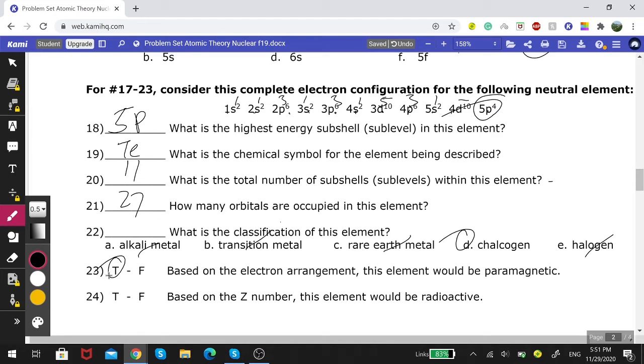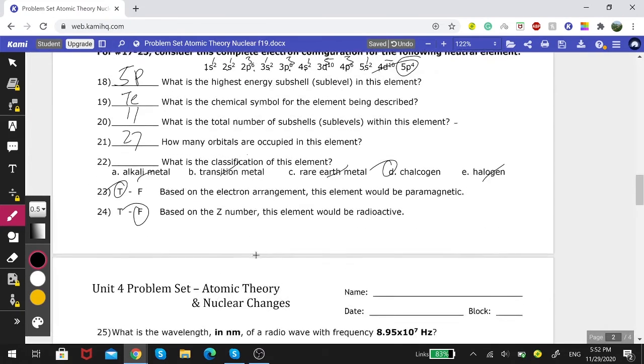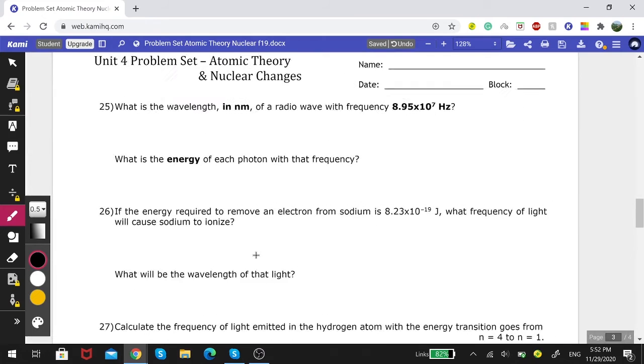Based on the Z number, the element will be radioactive. Okay, so radioactivity usually occurs in like the last columns, and after like, let's see, Bi, I think. We didn't really talk about this in class, but it's probably not radioactive. Actually, I'm 100% sure it's not radioactive, because you need to have way more protons and atomic mass for it to be radioactive. Okay, and then we have number 25.